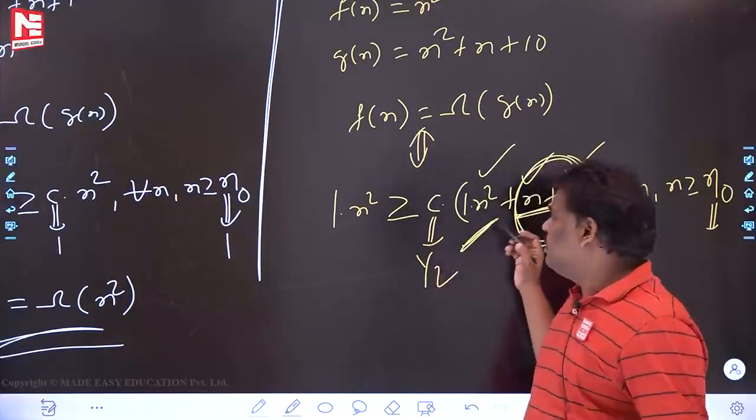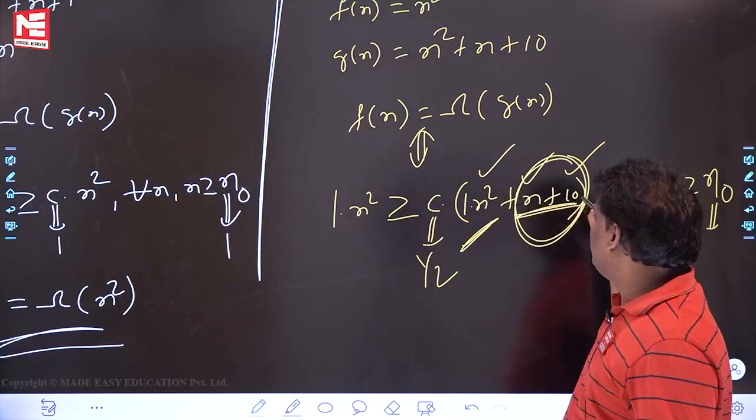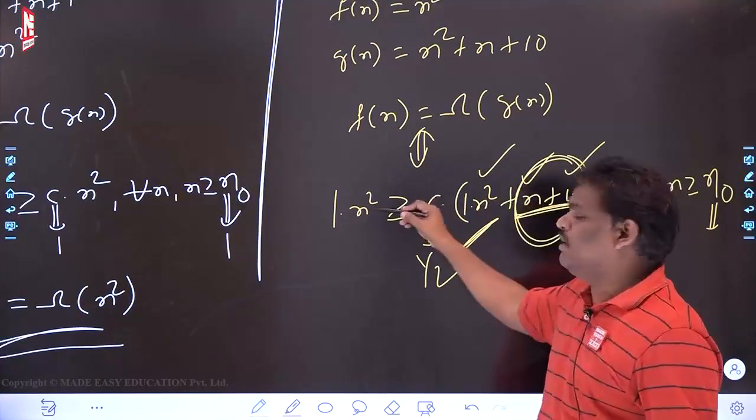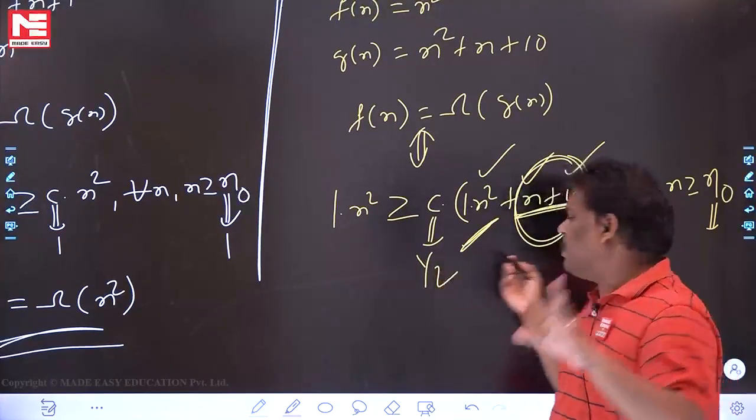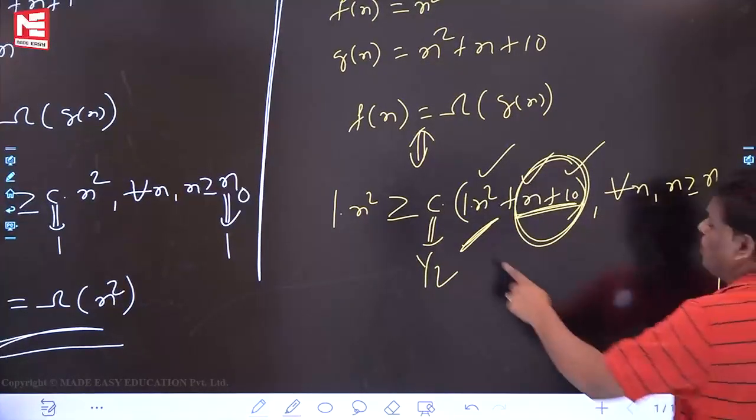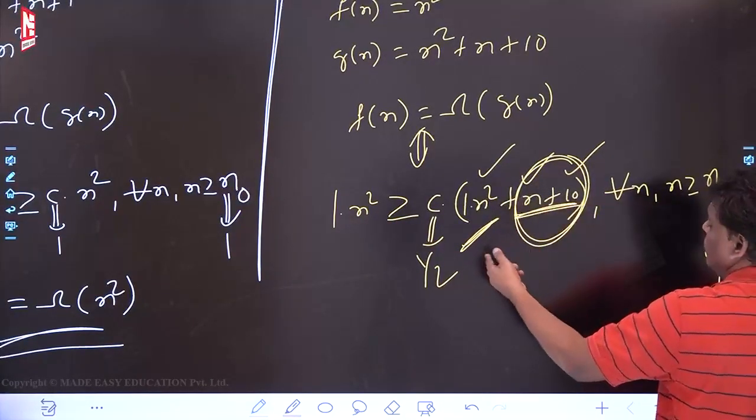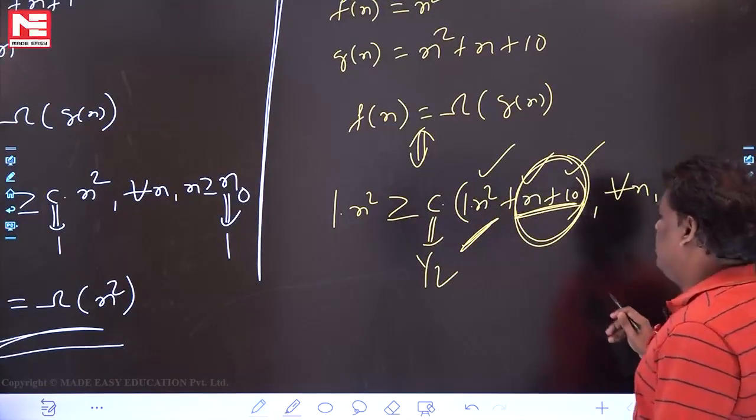Let me try 3. What is 3 square? 9. It is 9 plus 3, 12. 12 plus 10, 22. 22 by 2 is 11. It is 11 versus 9. Fail. So 1 fails, 2 fails, 3 fails. I think 4 passes. If you take 4, it is 16 plus 4, 20 plus 10, 30 by 2, 15. That side 16, this side 15. That is the answer.